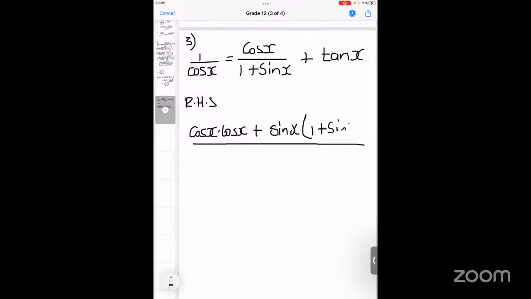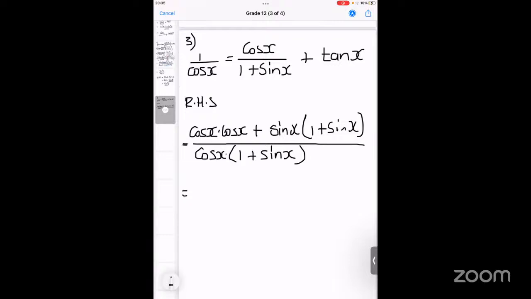Yes, sir. And then at the bottom, I said 1 plus sine x times cos x. 1 plus sine x. So it's always best to just put it on this side. Even if it's on the other side, it's fine. It's like 2 times 4 or 4 times 2, it's the same. And then what would be the next step?